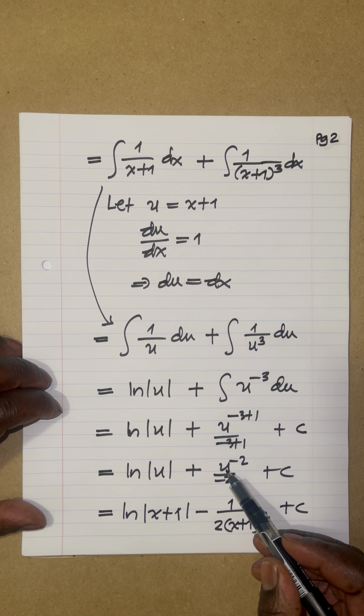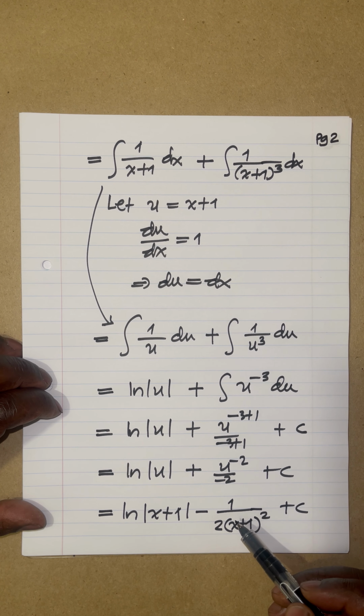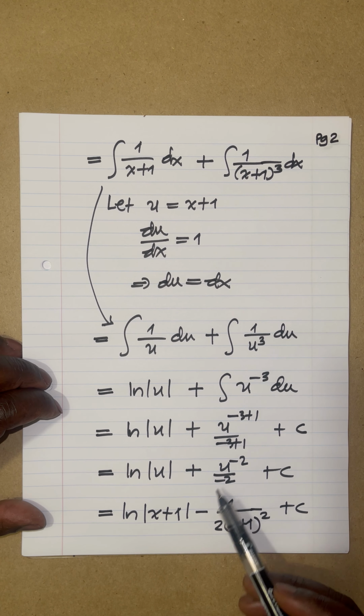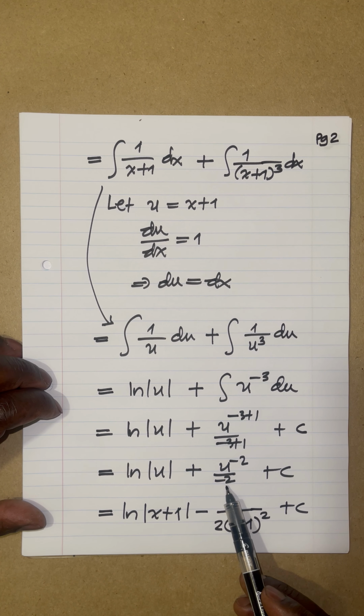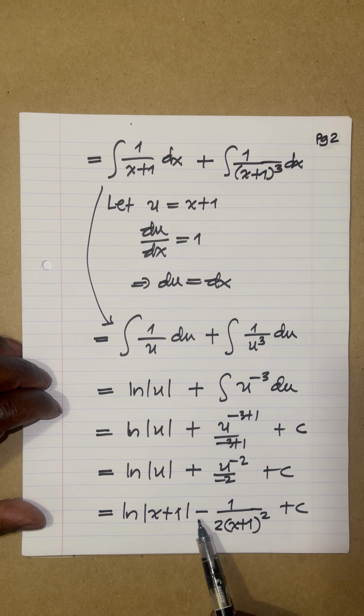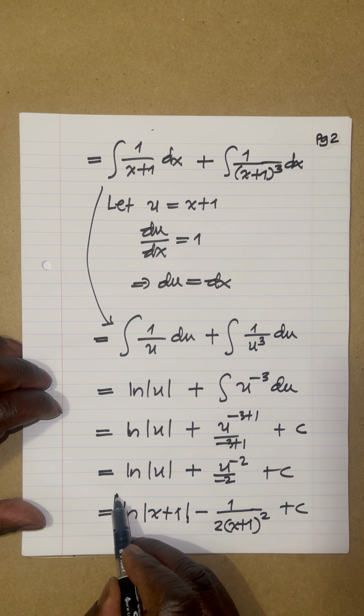Remember, if u to the power minus 2 comes down, it will be u to the power positive 2, and we have to replace u by x plus 1. Remember we have minus 2 which is dividing, so we can simply have minus 1 over the whole of this. Of course we have 2 there. So this would be our solution for the first integral.